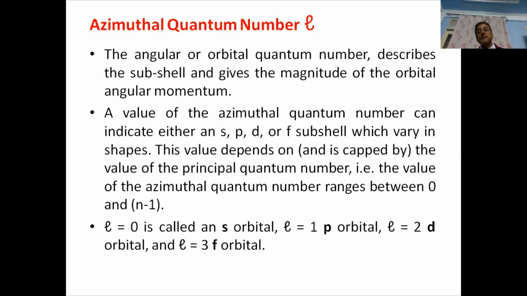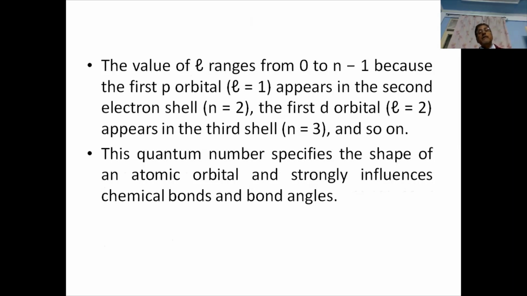Now, the value of the azimuthal quantum number can indicate either an s, p, d, or f subshell, which vary in shapes. This value depends on and is capped by the value of the principal quantum number, because the value of l cannot exceed n and its value will be from 0 to n minus 1. Here l equal to 0 is called s orbital, l equal to 1 is called p orbital, l equal to 2 is called d orbital, and l equal to 3 is called f orbital. The value of l ranges from 0 to n minus 1, as we have seen.